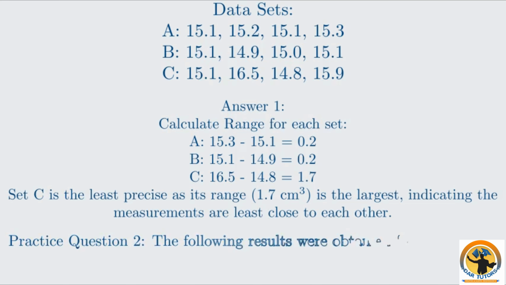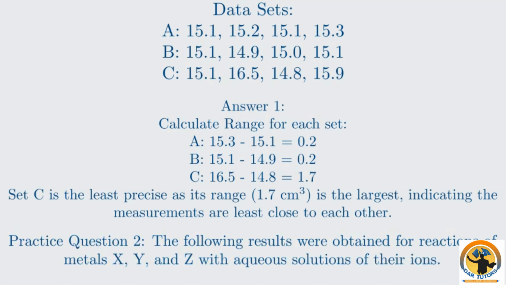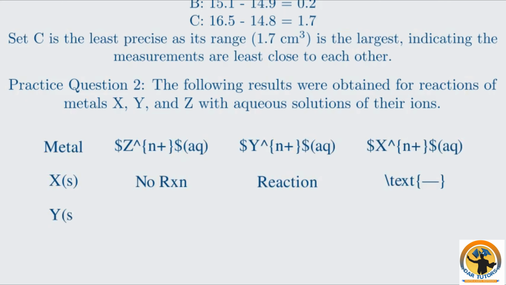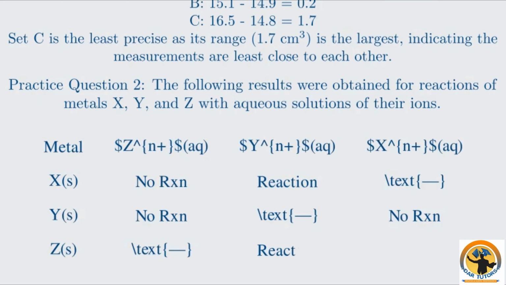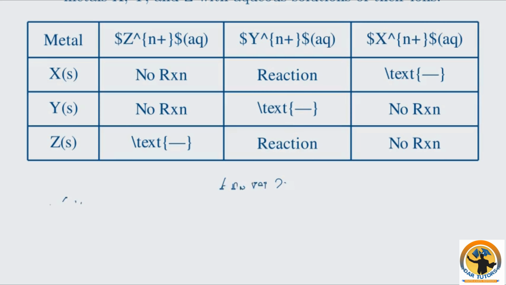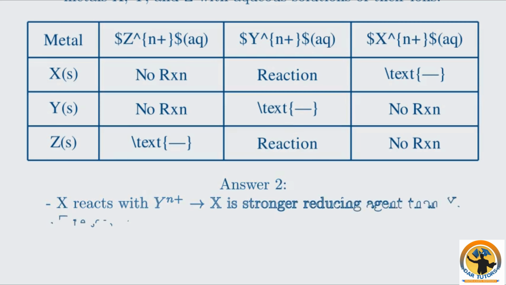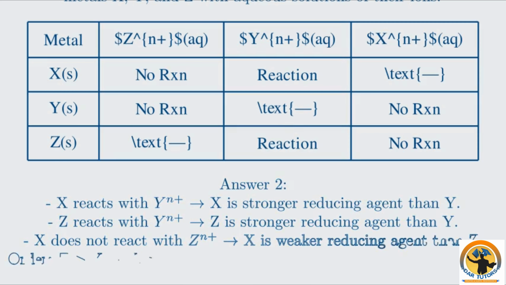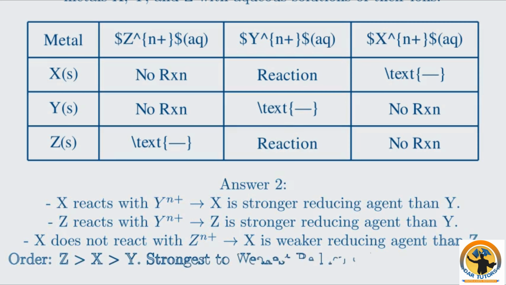Question 2 gives us reaction results for 3 metals. The table summarizes the outcomes. We need to determine the order of reducing power, from strongest to weakest. Let's deduce the order. Metal X reacts with Y n+, so X is stronger than Y. Metal Z reacts with Y n+, so Z is stronger than Y. Metal X does not react with Z n+, so X is weaker than Z. Therefore, the order from strongest to weakest is Z, then X, then Y.